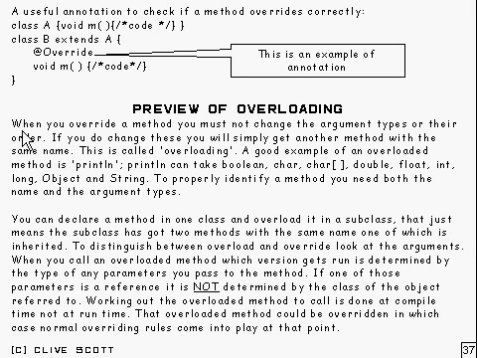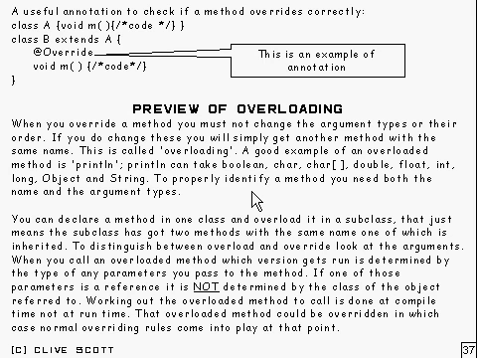Right, if you don't override properly, you get what's called overloading. And this is just a quick view of what we'll cover next, which is overloading. Right, when you override a method, it's very important that you do not change the argument types or their order. And if you do change either of these, you'll simply get another method with the same name, which, as I said, is called overloading.